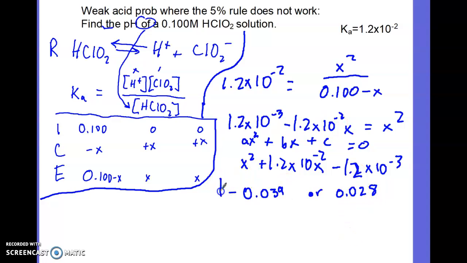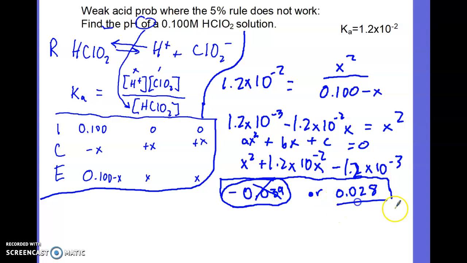So how do you know which one the answer is? You always get two answers from this quadratic equation. There's always going to be one that doesn't make sense physically. Could the concentration be negative? Could this x, after this dissociates, go in a negative direction? It can't. It's not possible to have a negative number of things. So we know that's not the answer, so here is our answer.